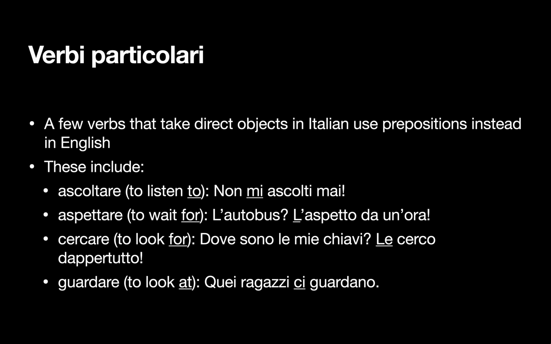So there are a couple verbs that I wanted to touch on that in English use prepositions and in Italian take direct objects. We've talked about these a little bit before. One of these is ascoltare, meaning to listen to. That to is included in the meaning of the verb in Italian, so it takes a direct object. So, non mi ascolti mai, you never listen to me.